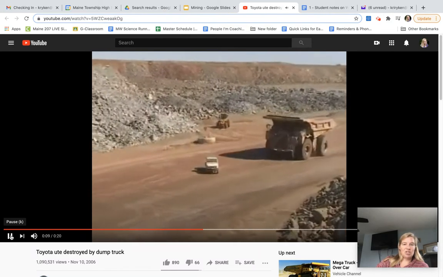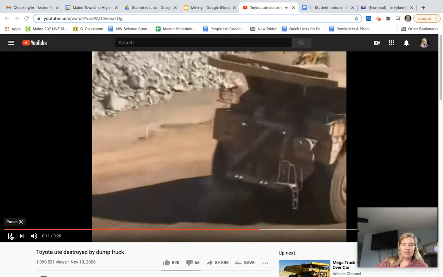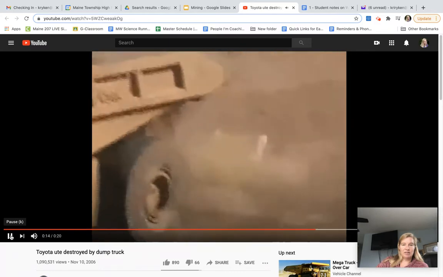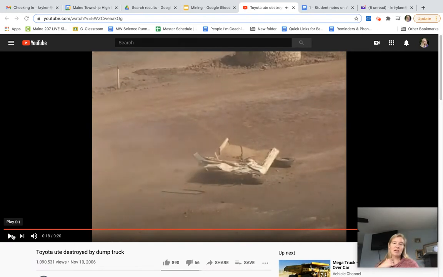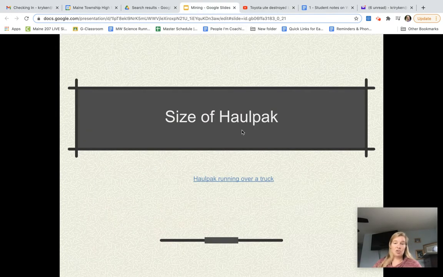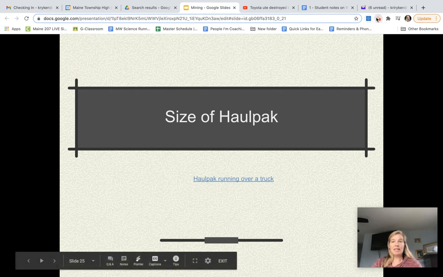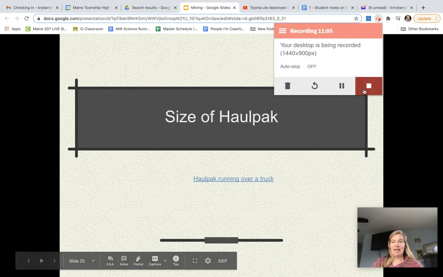So watch, it's just going to drive right over a truck. So there you can see how flat that truck is and how it was just a bump in the road. These are massive, massive pieces of equipment. And so this is why it's super important to realize that this type of mining uses massive amounts of energy, and it's a huge operation. So we're going to stop there after talking about surface mining and other parts of that.